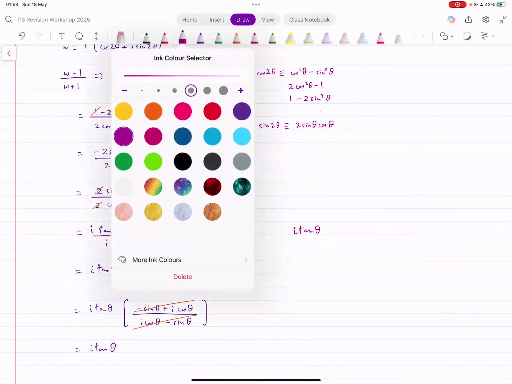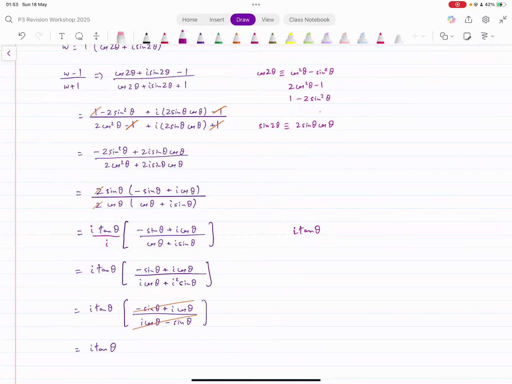You can have a look at this working. I'll move on after this. Okay, this step is important.